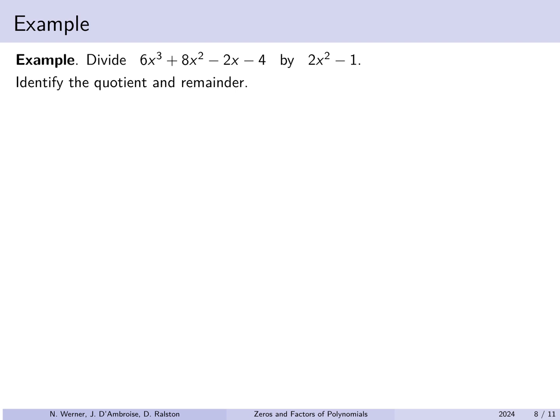For example, let's divide 6x cubed plus 8x squared minus 2x minus 4 by 2x squared minus 1. We want to identify the quotient and the remainder. Now, we're dividing this by that. So this is going to be our denominator, 2x squared minus 1. It has degree 2. We conclude the remainder must have smaller degree. It is either of degree 1 or 0.